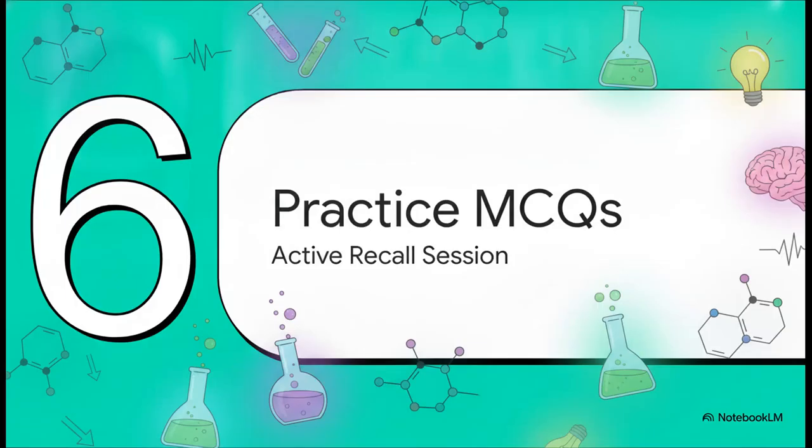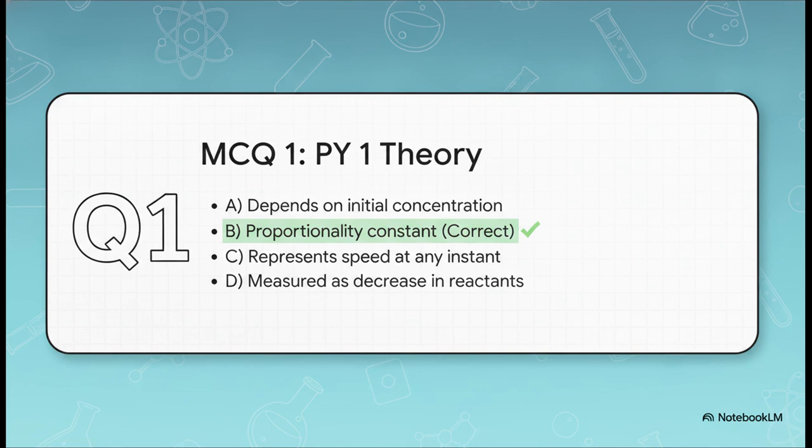Section 6, Practice MCQs. It is active recall time. All right, are you ready? I'll read the question, you guess the answer in your head, and then we'll reveal it. MCQ 1, based on the collision theory, which of the following defines the rate constant of a reaction? A, it depends on initial concentration. B, it is a proportionality constant. C, it represents speed at any instant. D, it is measured as a decrease in reactant. Think back to that comparison table we went over. Got your answer? The correct answer is B.